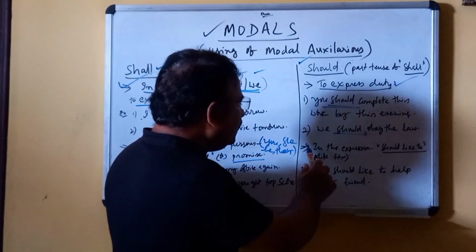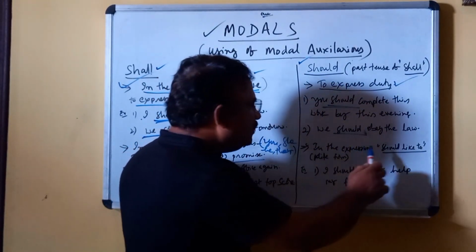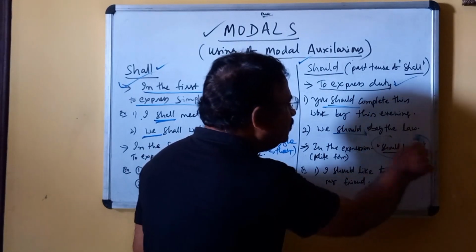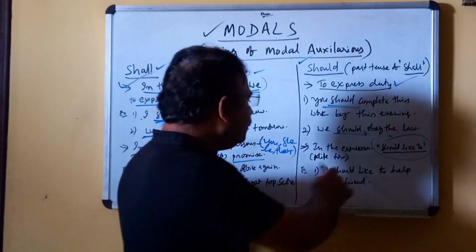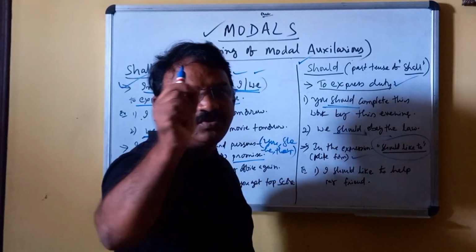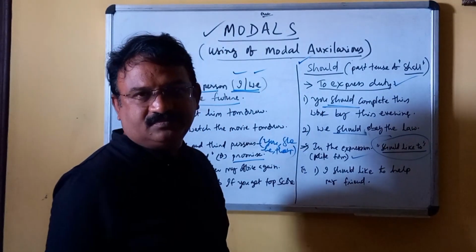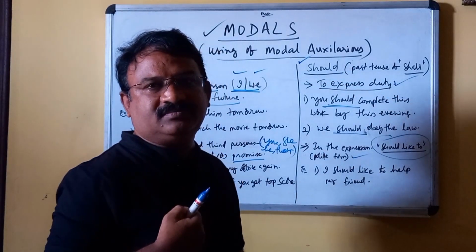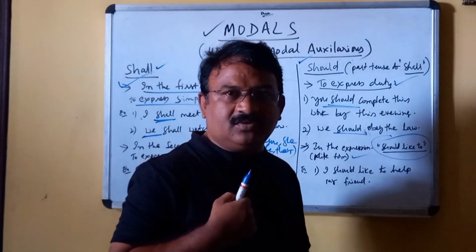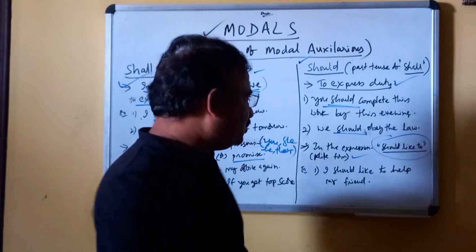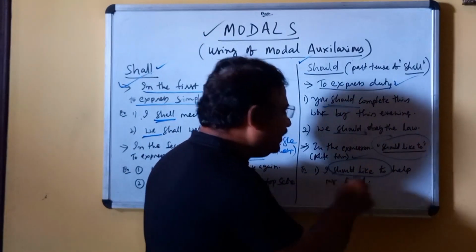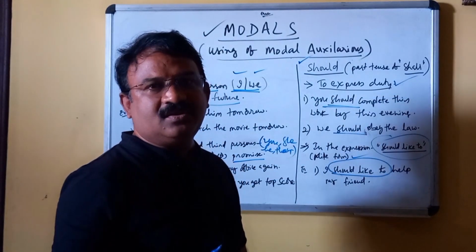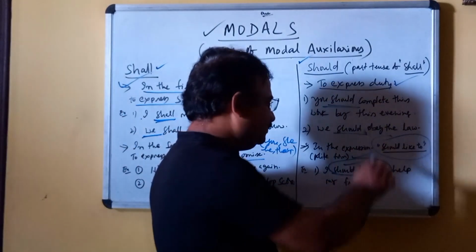And one more case. In this expression, should like to, that is a polite form, you have to use should. See, I should like to help my friend. Should like to. In this case, you have to use should.